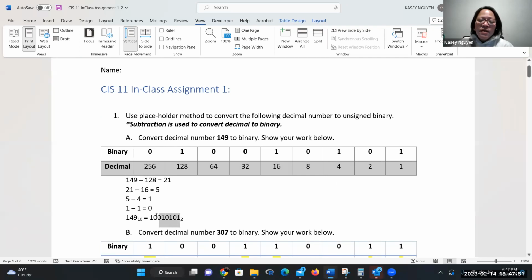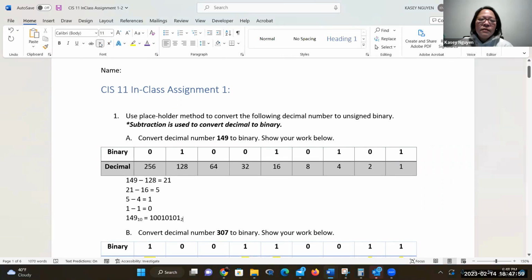And so here it is. And we want to put a base 2. You can find that if you're using Microsoft Word, your subscript is there. So for the quiz and the final exam, I expect that you know how to convert, and you will not have a programming calculator to do that. And I'll show you how you can use a programming calculator to check your answer.